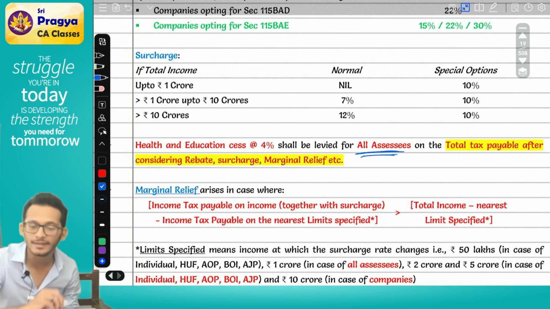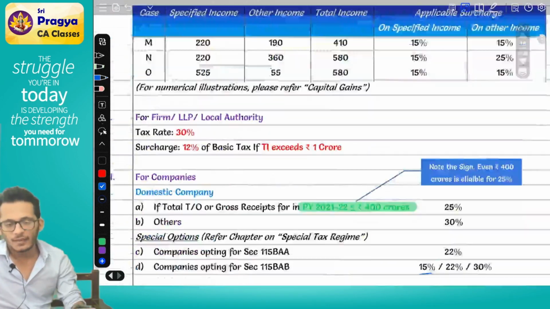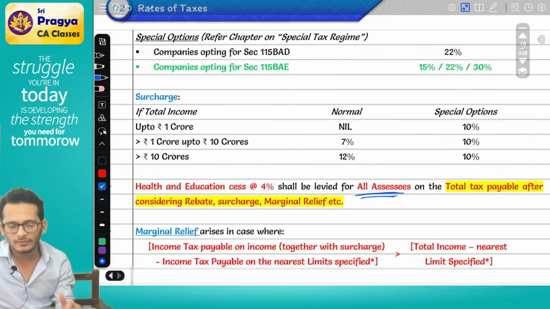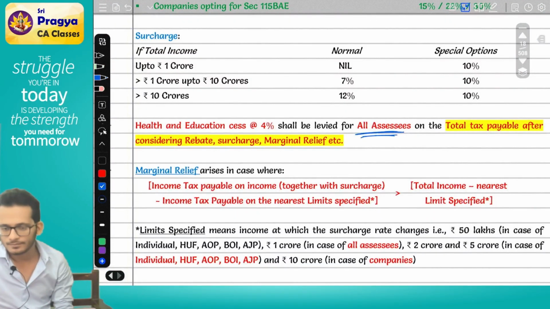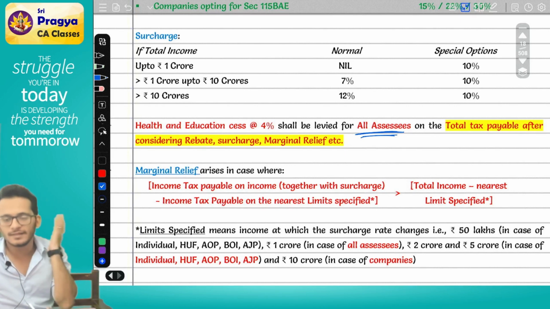I've put it here generally. I've not covered health and education cess in my chapter anywhere else. I've covered it in a single shot because the rate is the same for everyone. So health and education cess is applicable to all assessees. If you have rebate, you can claim rebate. If you have surcharge, you put surcharge. If you have a marginal relief, you claim marginal relief. But cess is applicable after everything is done.